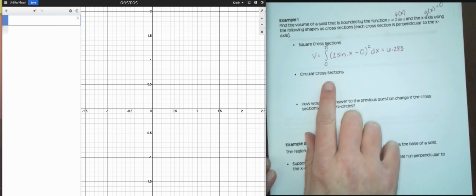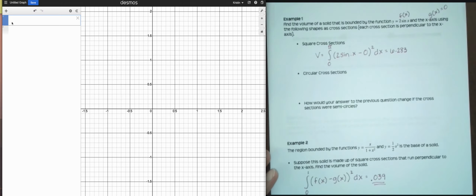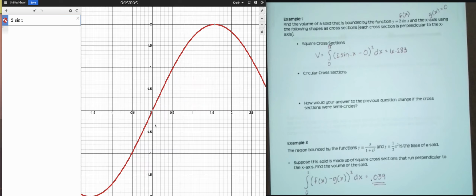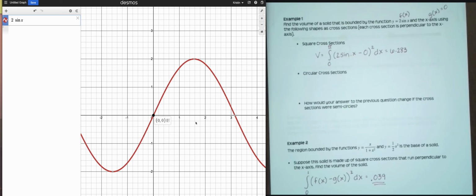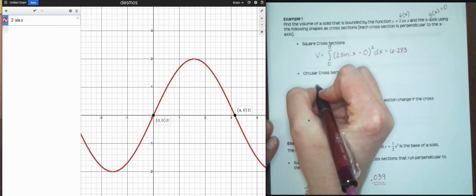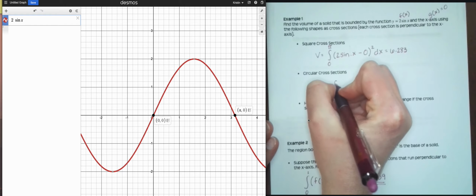We did this one in the previous video, but now let's do it with circular cross sections. Let me get my graph back up here so we can see it. It was 2 sine x. Oh, I'm way zoomed in. There we go. And we were going from 0 to pi. We're looking at this area right here. So we know that we're going to do from 0 to pi.